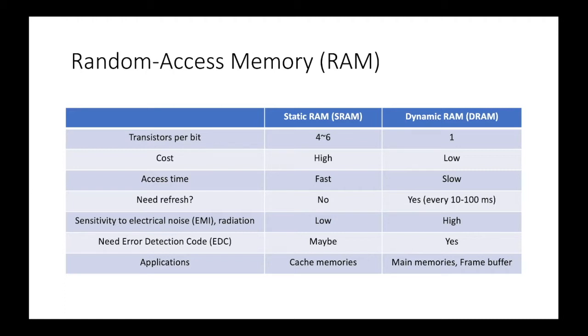Also, DRAM is more sensitive to noises such as EMI and radiation. Therefore, it requires error detection code, which is bad. SRAM is less sensitive to noises and may not need error detection code, which is good. Because of their different characteristics, we use SRAM for cache memories and DRAM for main memories and graphics memory, also known as frame buffer.